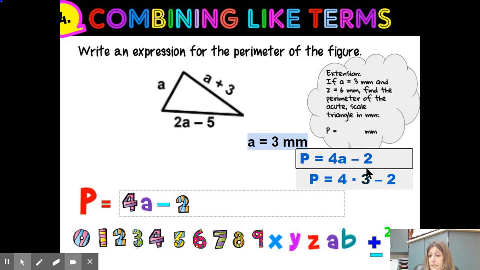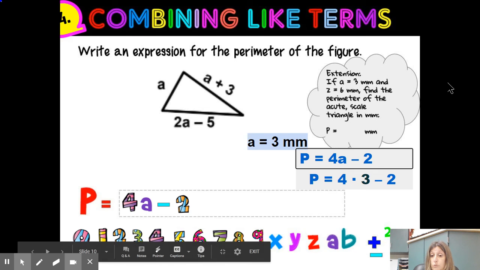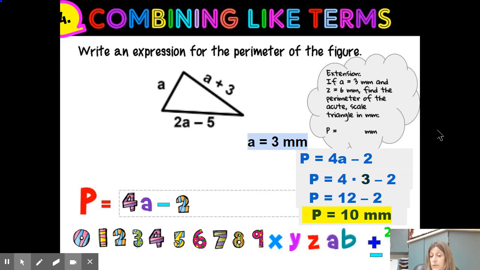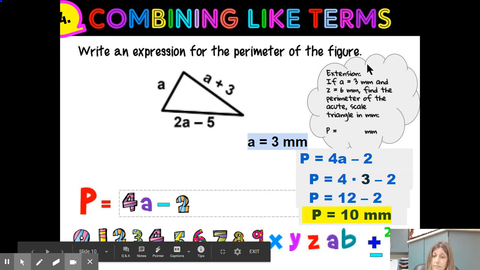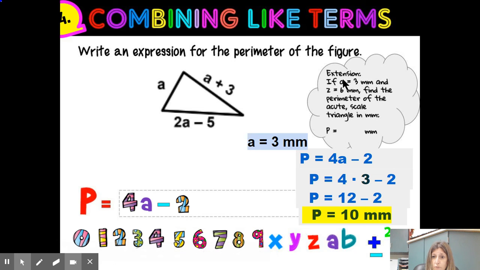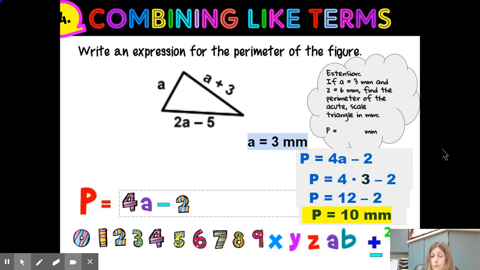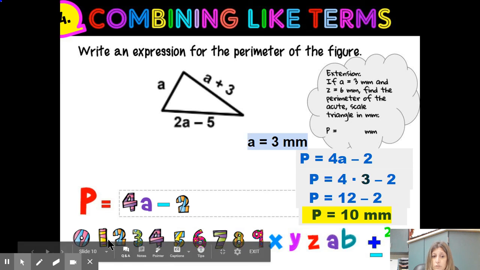That's multiplicative. Again, I do my multiplication first. 4 times 3 is 12. Then I subtract. And so now I can actually have an answer. This is an extension. If this is too much, you don't have to do this part. They told us what the variable would be, so now I can actually give the perimeter: it is 10 millimeters. And we're going to do one more like that. And you can just drag your numbers.